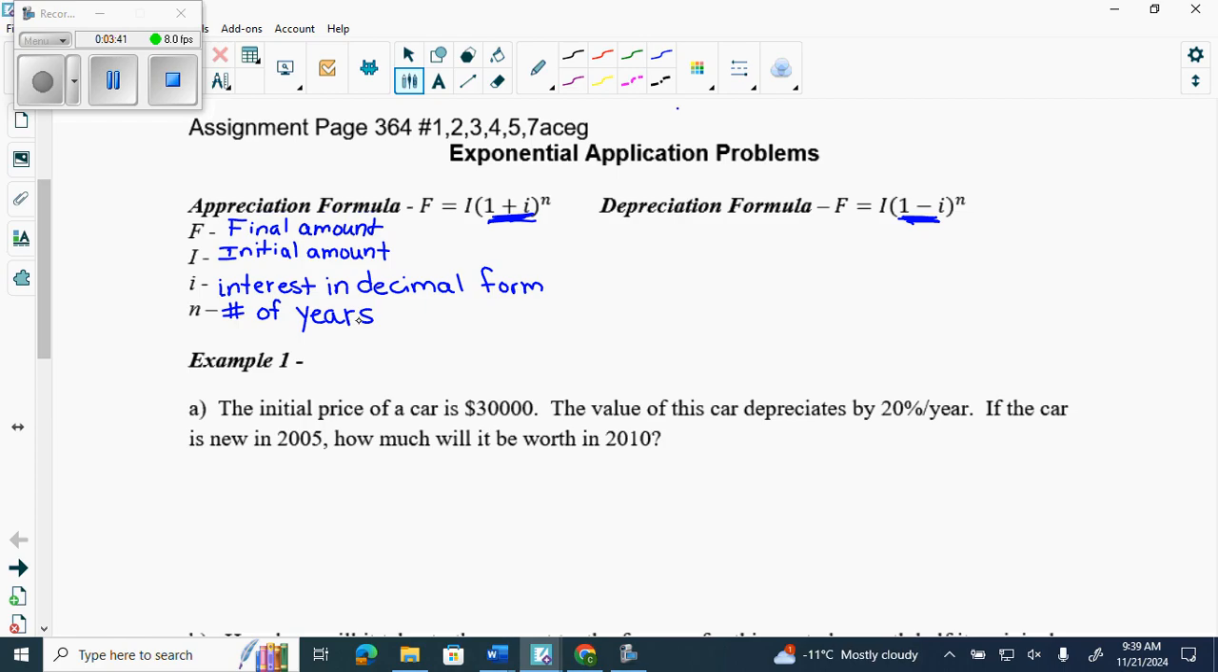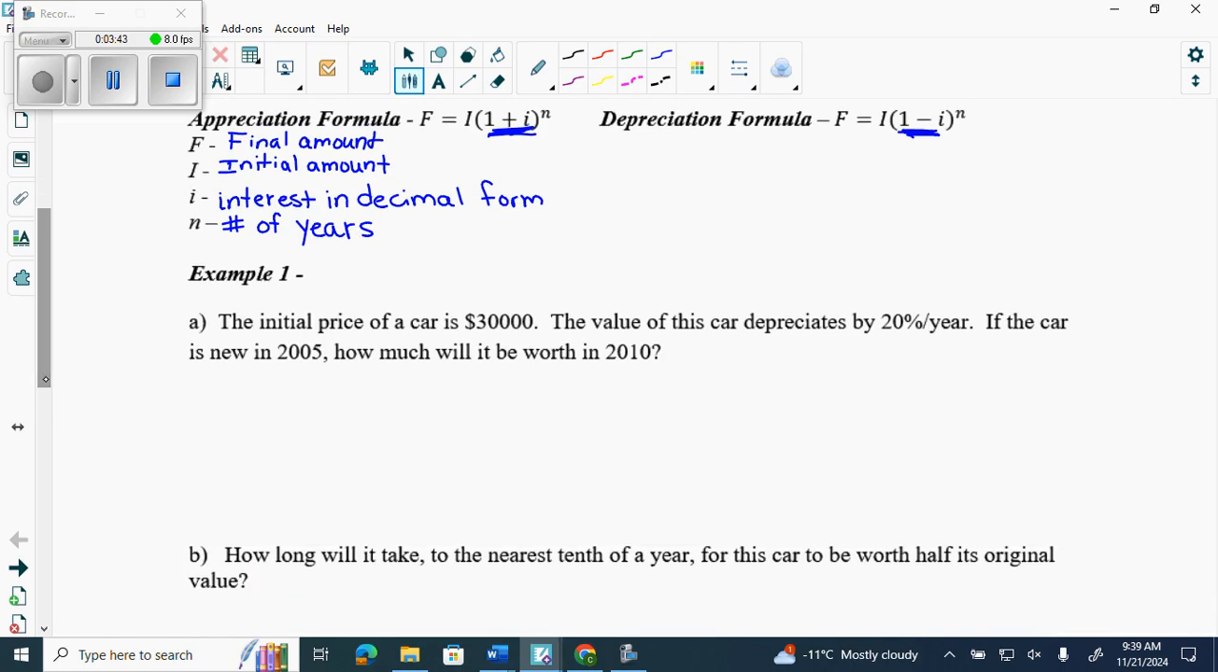Number of years. So let's look at example 1. It's always years. So if it was in months, then you'd have to convert it to years. They always give it in years anyways. But if it was months, convert it to years. Okay. So here it says the initial price of a car is $30,000. What is that? Which letter? Capital I.